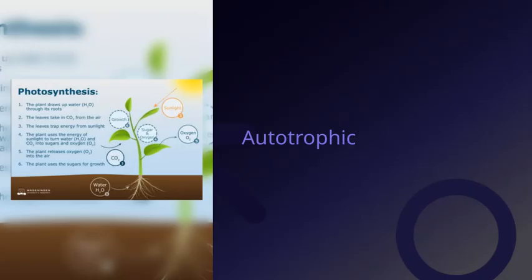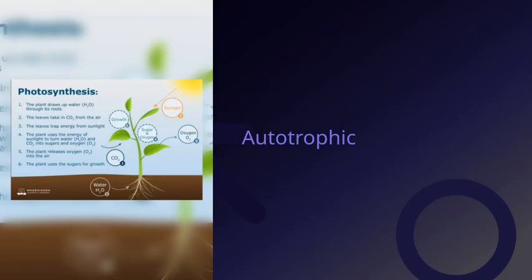Autotrophic. When we talk about autotrophic organisms, we're referring to those that can produce their own food. They don't rely on consuming other organisms for energy. Instead, they use inorganic substances like carbon dioxide and convert them into organic molecules. This process is fundamental because it forms the base of most food chains. Think of plants, algae, and certain bacteria. They all fall into this category.